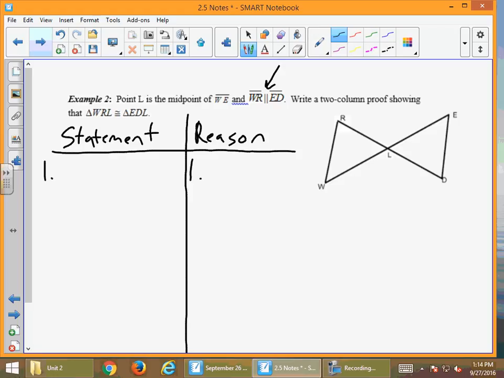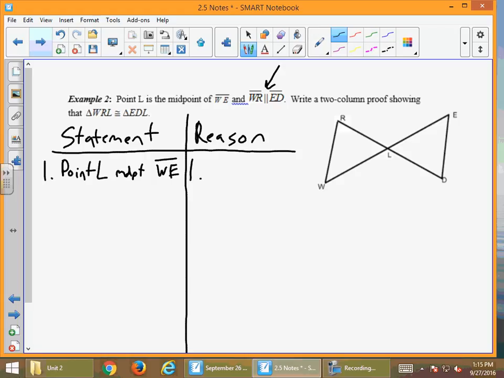All right, I'm going to start writing some of these. What was the number 1 statement you had? What statement was it? What was I given? The midpoint, yeah. So point L, let's read the whole thing. Point L is the midpoint of WE, I think. What else was I given?